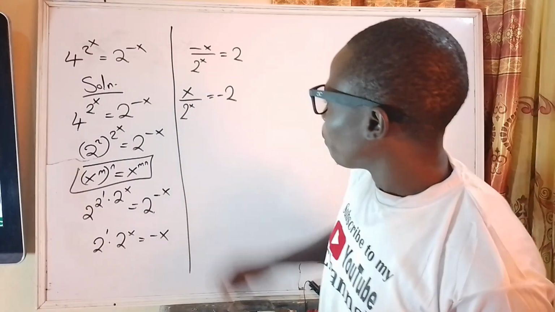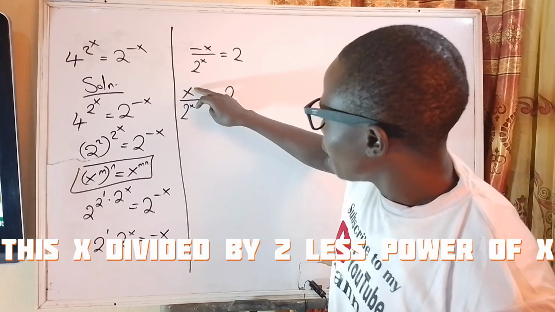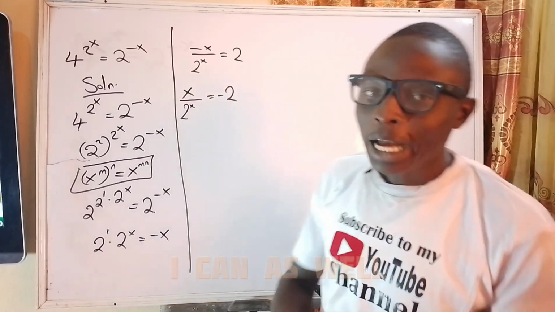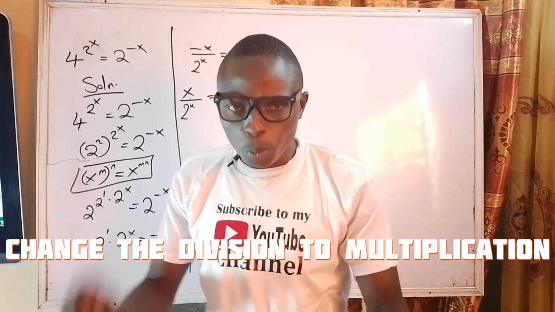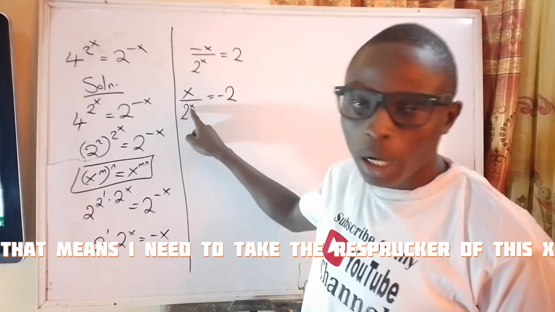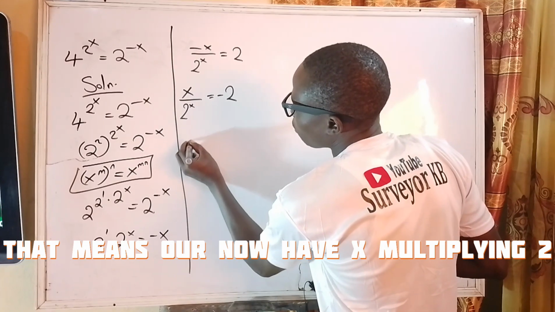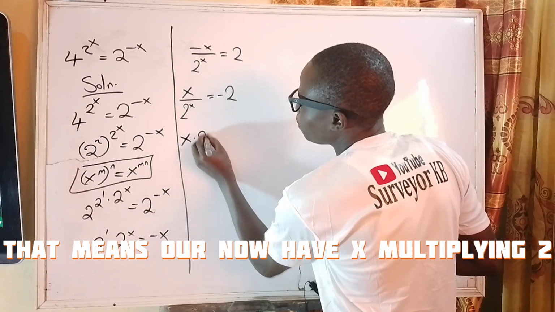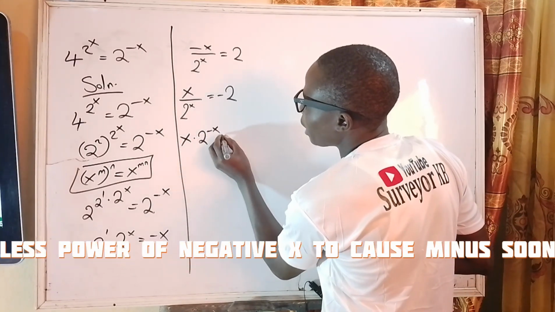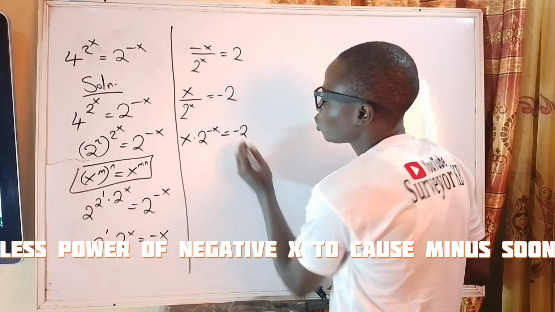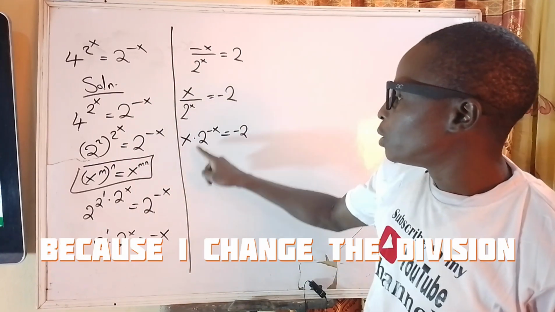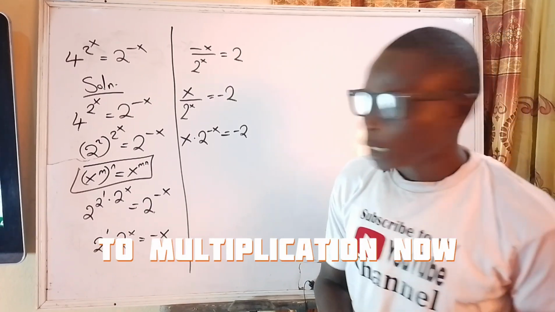So this x divided by 2 raised to the power of x, I can as well change the division to multiplication. That means I need to take the reciprocal of this 2 raised to the power of x. That means I will now have x multiplying 2 raised to the power of negative x to be equal to minus 2, because I changed the division to multiplication.